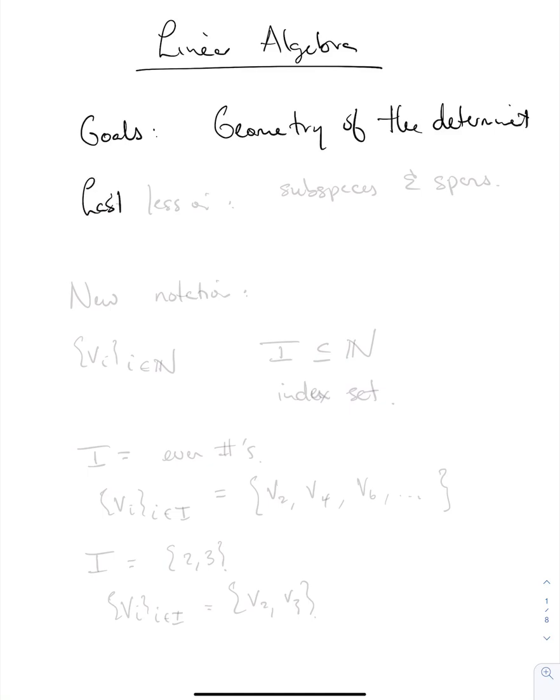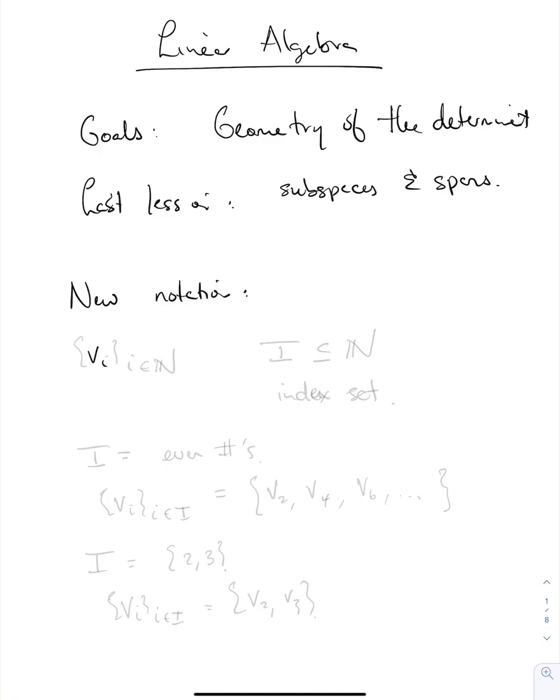Last class, we dove deep into subspaces and spans of vectors, like if you have a matrix, the span of the columns, the span of the row vectors, etc. We're going to dive more deeply into spans, and in order to do this, first I'm going to introduce some new notation and a new idea. This will just make it easier for us to talk about certain concepts.